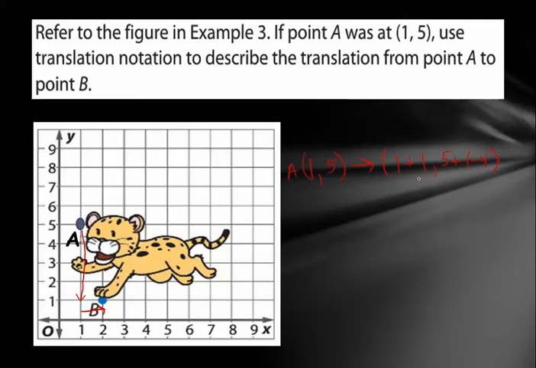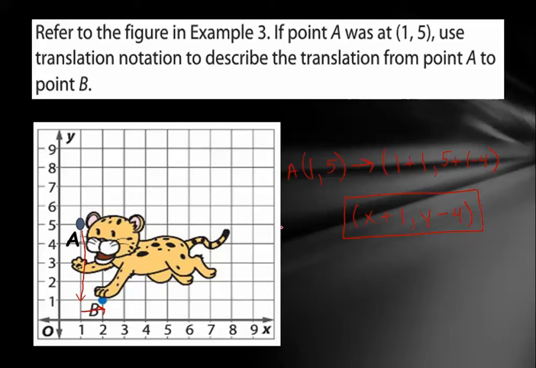Okay, so this is basically what we did, was add 1 and subtract 4, and there is our notation. Or we can simplify that to say it's X plus 1, comma, Y minus 4. This is our translation of any point from the pre-image to get the image point after the translation.